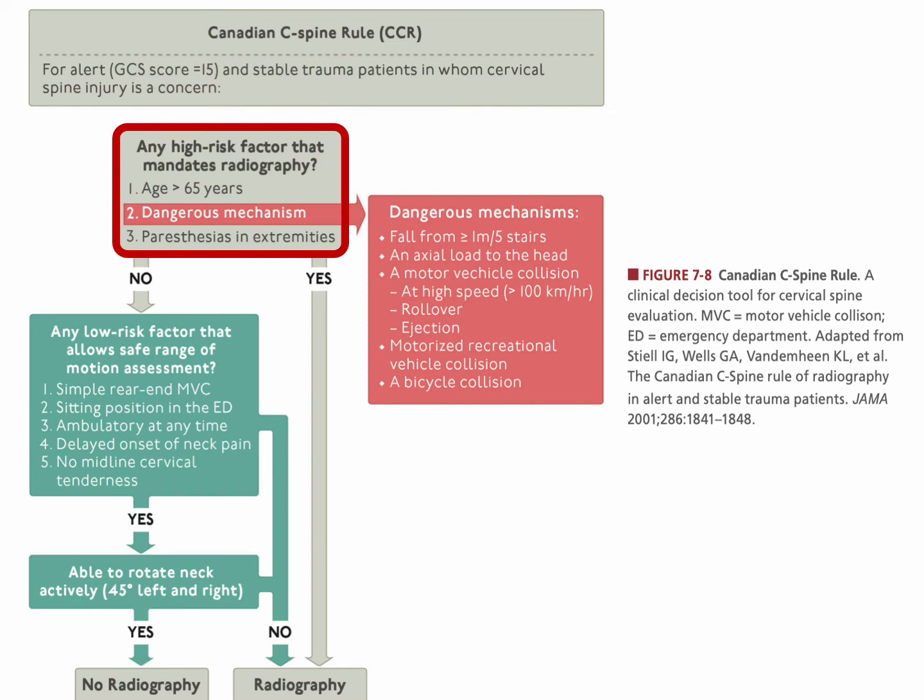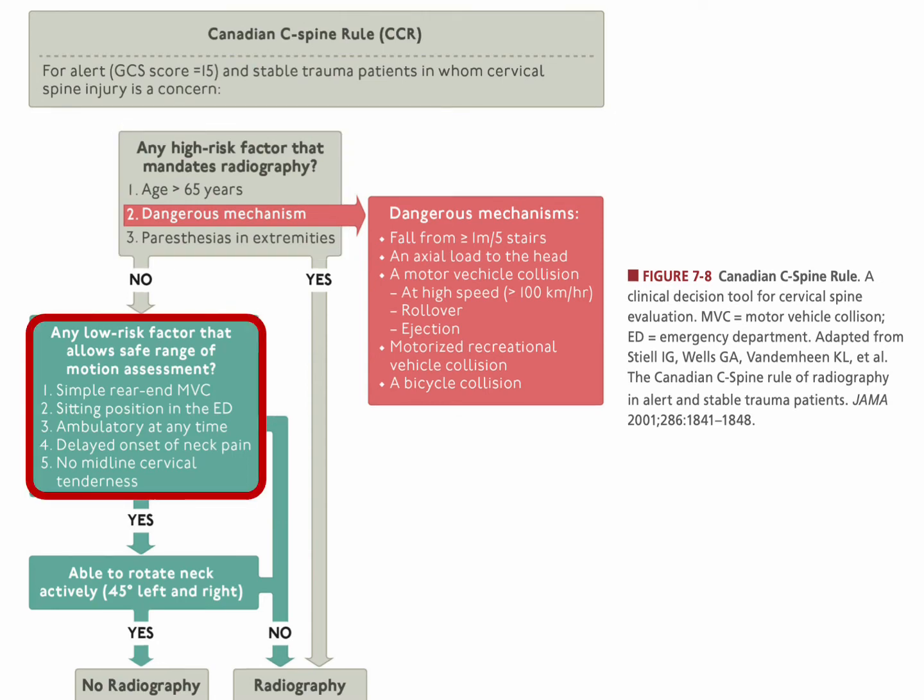Let us go through this step by step. First, detect any high-risk factor for cervical spine injury. This includes age more than 65, dangerous mechanism, or presence of paraesthesia in the extremities. If any of these high-risk factors is present, radiography is warranted to rule out cervical injury. However, if there is no high-risk factor, we will move to the next step, which is looking for a low-risk factor that allows us to safely assess the patient's neck movement.